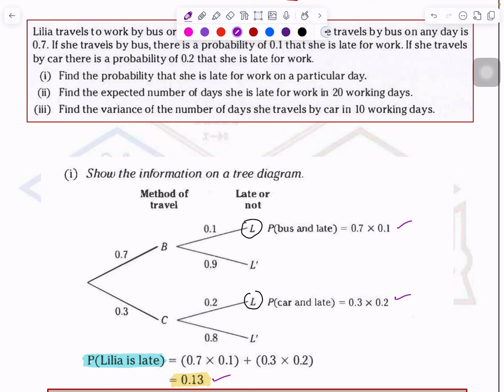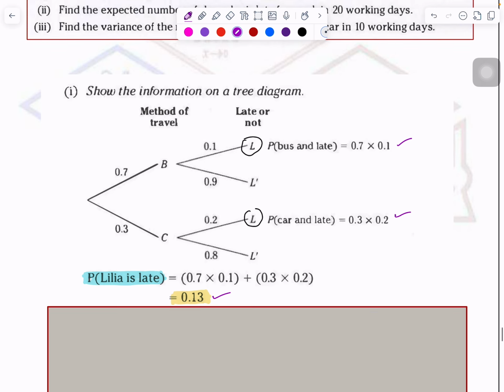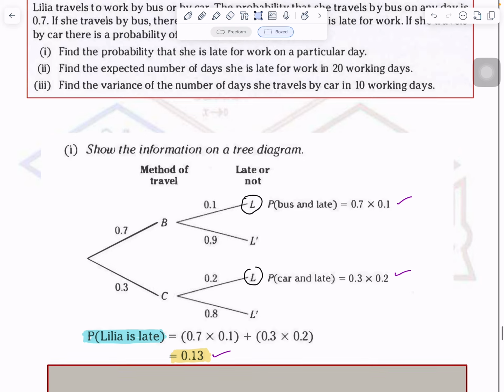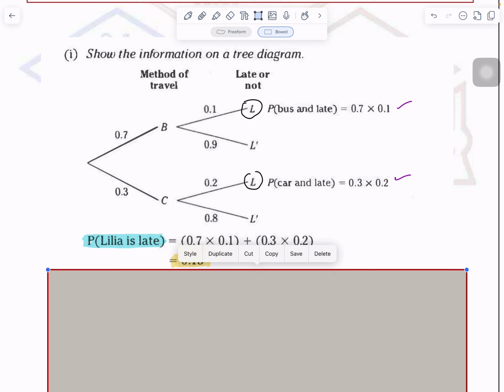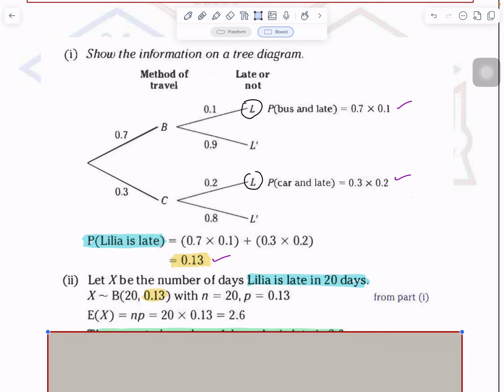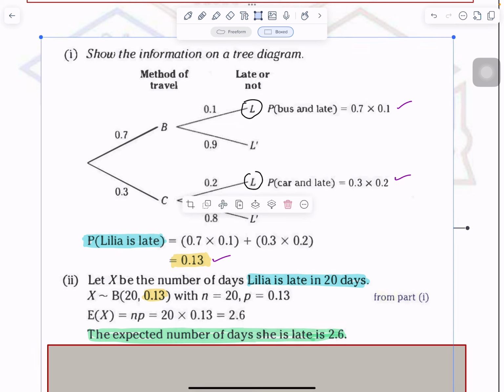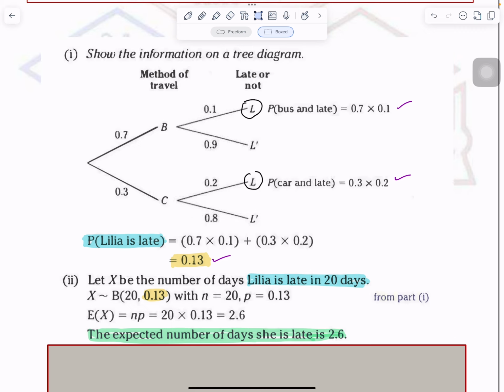Now 2 and 3 are tricky parts for students basically, because you have to find the expected number of days she's late in 20 working days. So out of 20 days, in how many days was she late? So if you see here, how did we calculate? We are using this probability. See, two-stage question. So it is a part of that also, along with mean.